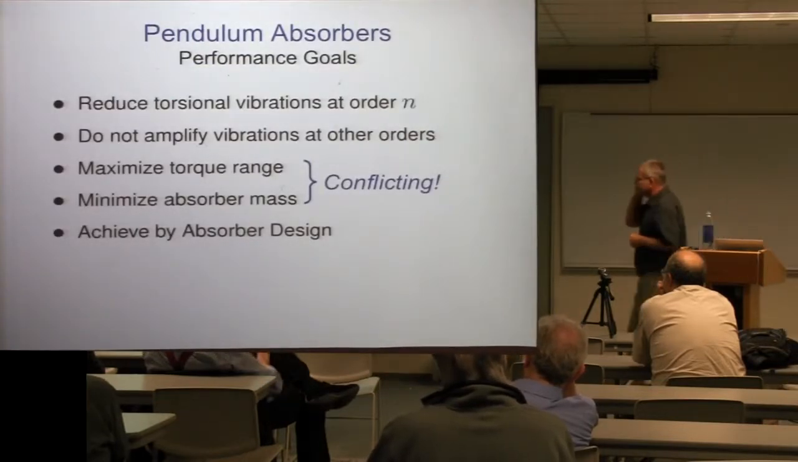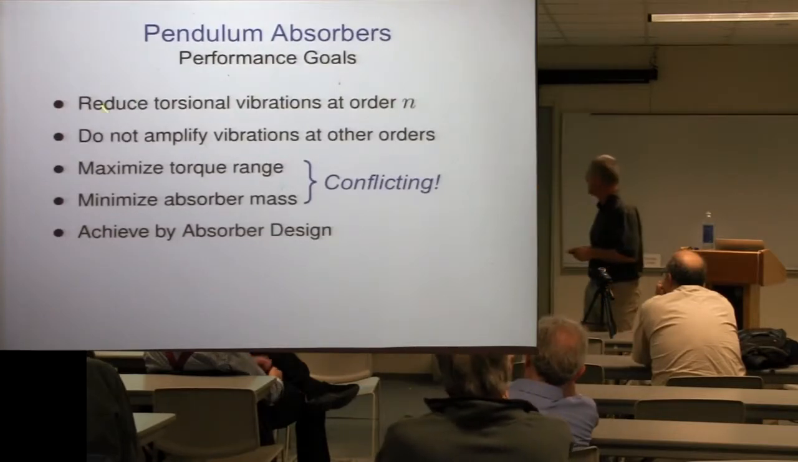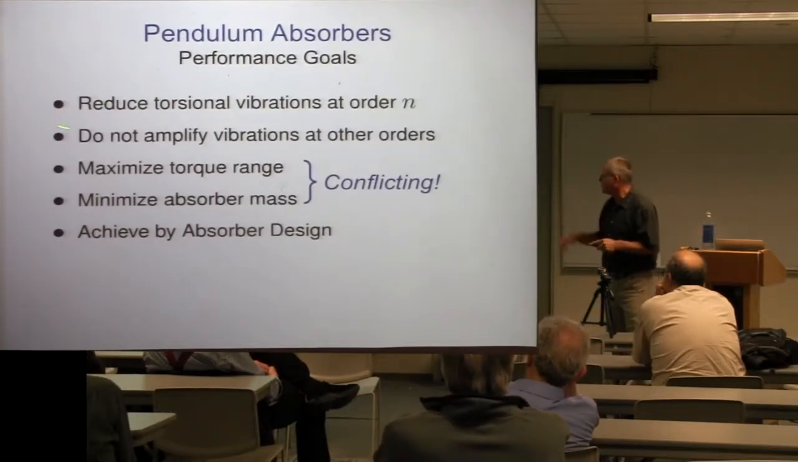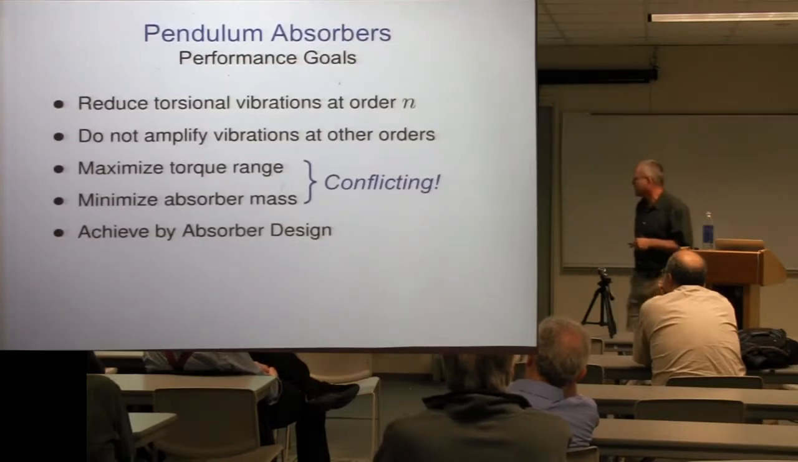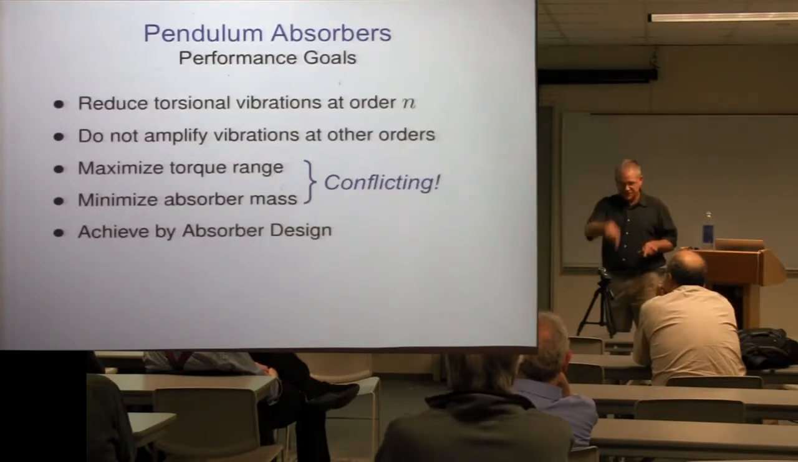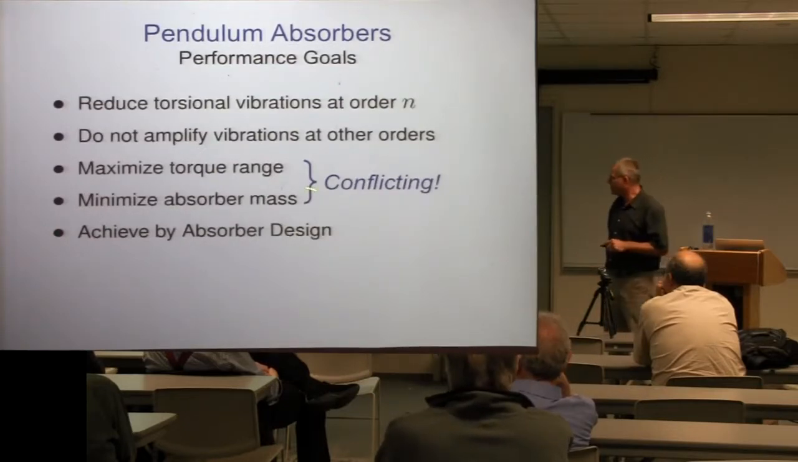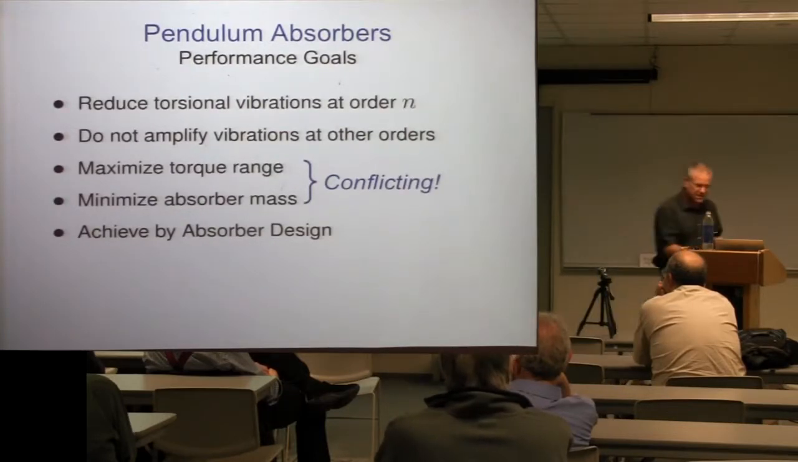So these absorbers, you want to design them. This has been around again for a long time, so I'll tell you what's new. There's been a lot of work on this. But you want to reduce torsional vibrations at order n, not amplify them at other orders. Of course, this would only happen through nonlinear effects, but these systems happen. You'd like to maximize the range of fluctuating torques, but you don't want to do it with much absorber mass. And of course, these are in exact conflict with one another. And so what's the absorber design problem?